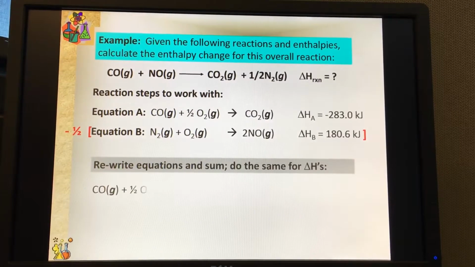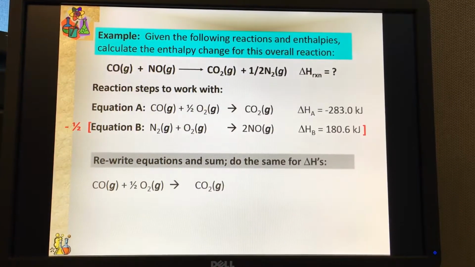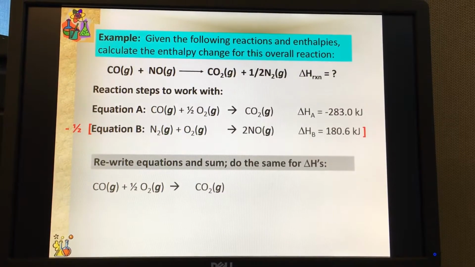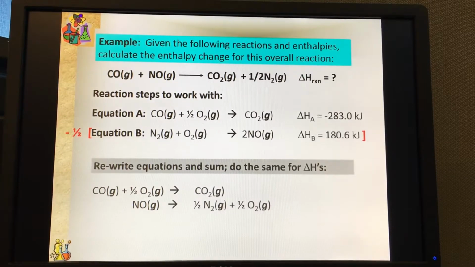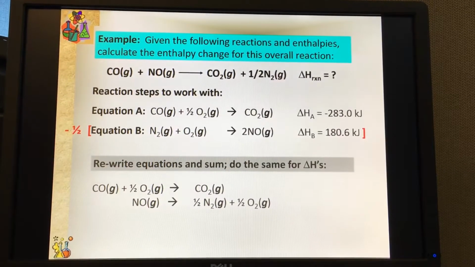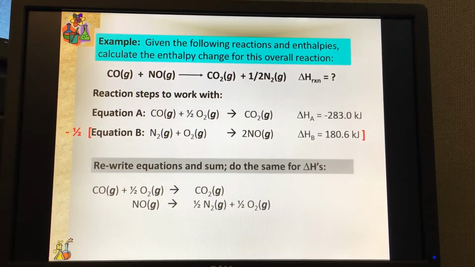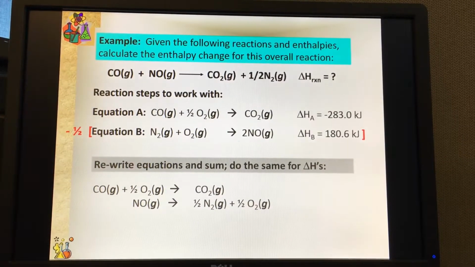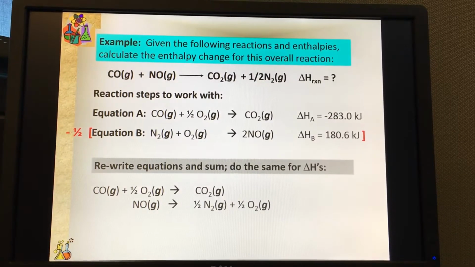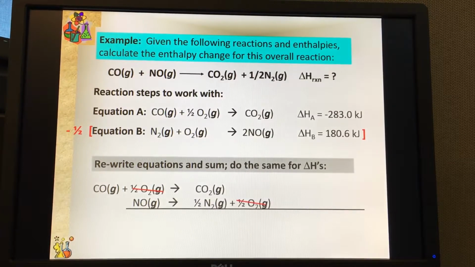Equation A doesn't change, so I rewrite it in the same way. But equation B has been reversed, reactants becoming products, and all the coefficients have been divided in half. For equation B that we've modified, we have nitrogen monoxide as a reactant, half a mole of nitrogen and half a mole of oxygen as a product. There's a spectator in each reaction that we can cancel out before we add them together, and that's the half a mole of oxygen gas in both reactants and products.